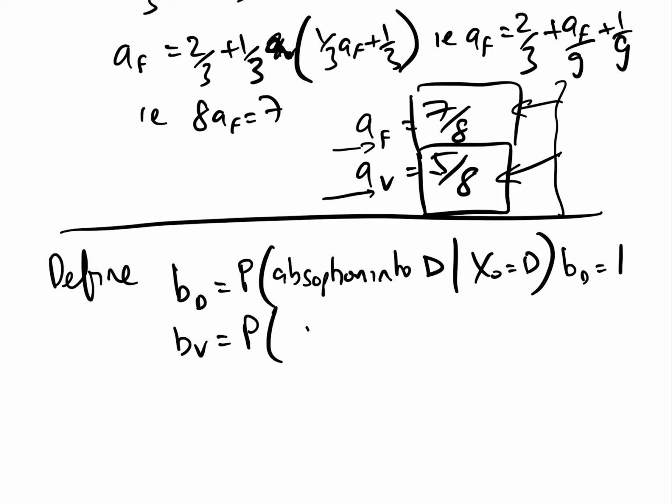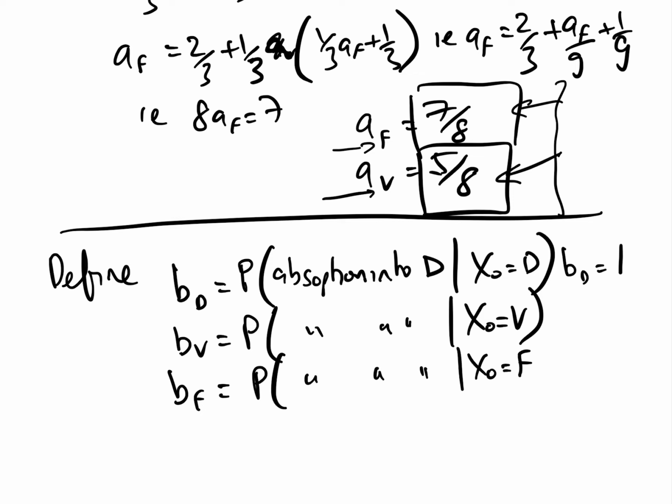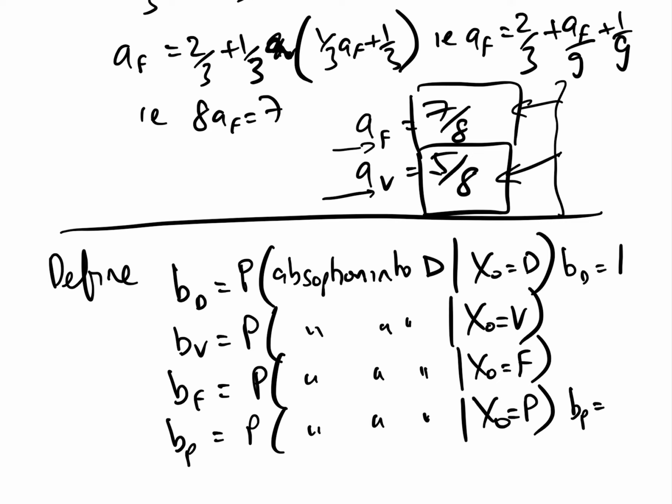BV is the probability of absorption into D, given that x0 is V, i.e. the probability that he gets eaten by the dragon, given that he starts in the volcano. BF is the probability that he gets absorbed into D, i.e. eaten by the dragon, given that x0 equals F. And BP is the probability that he gets absorbed into D, i.e. eaten by the dragon, given that x0 is P, i.e. he's already saved the princess. Well, if you'd already saved the princess, we know that BP equals 0.